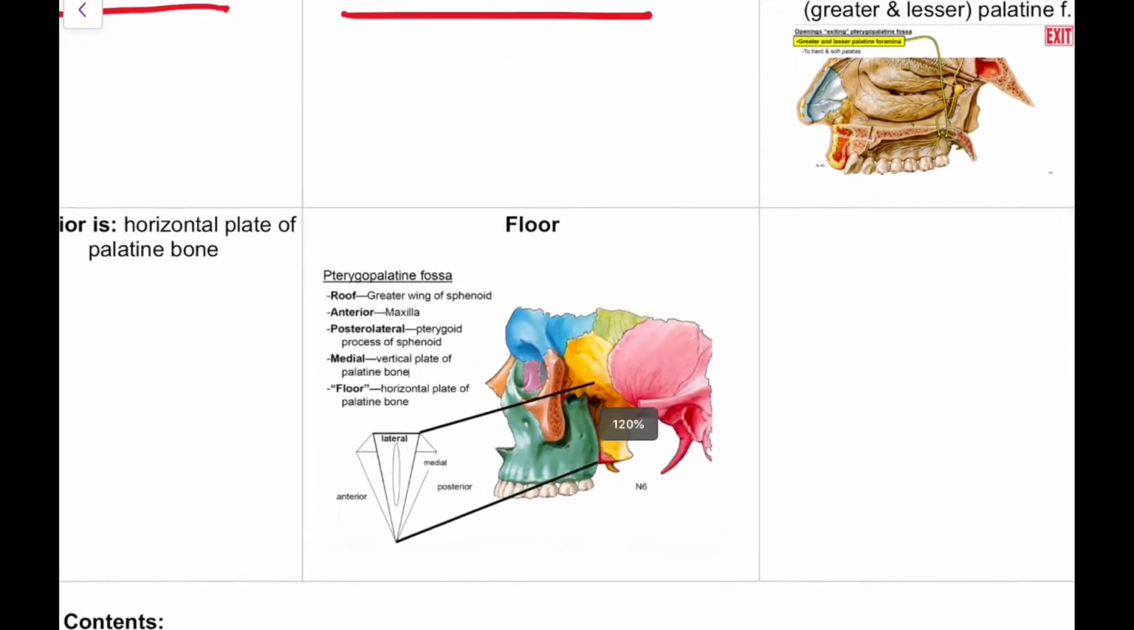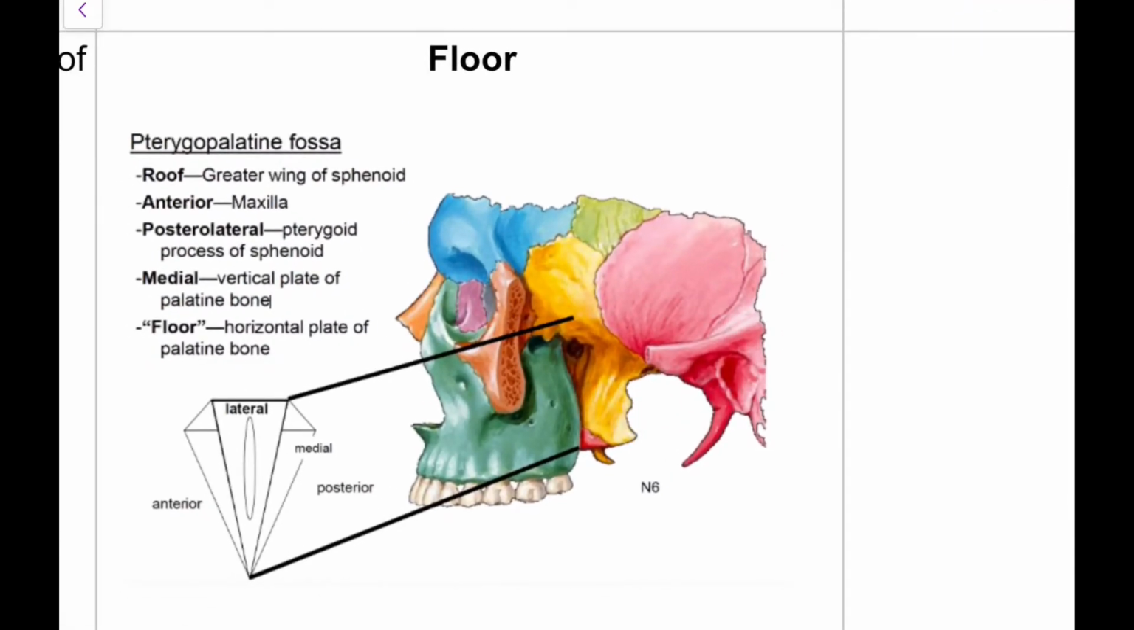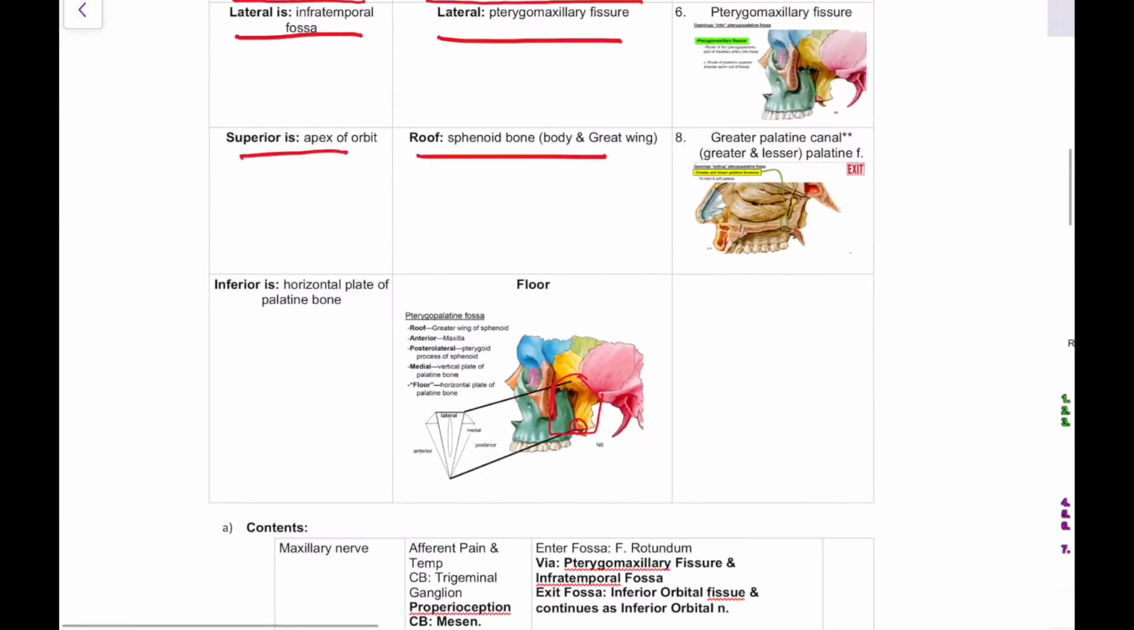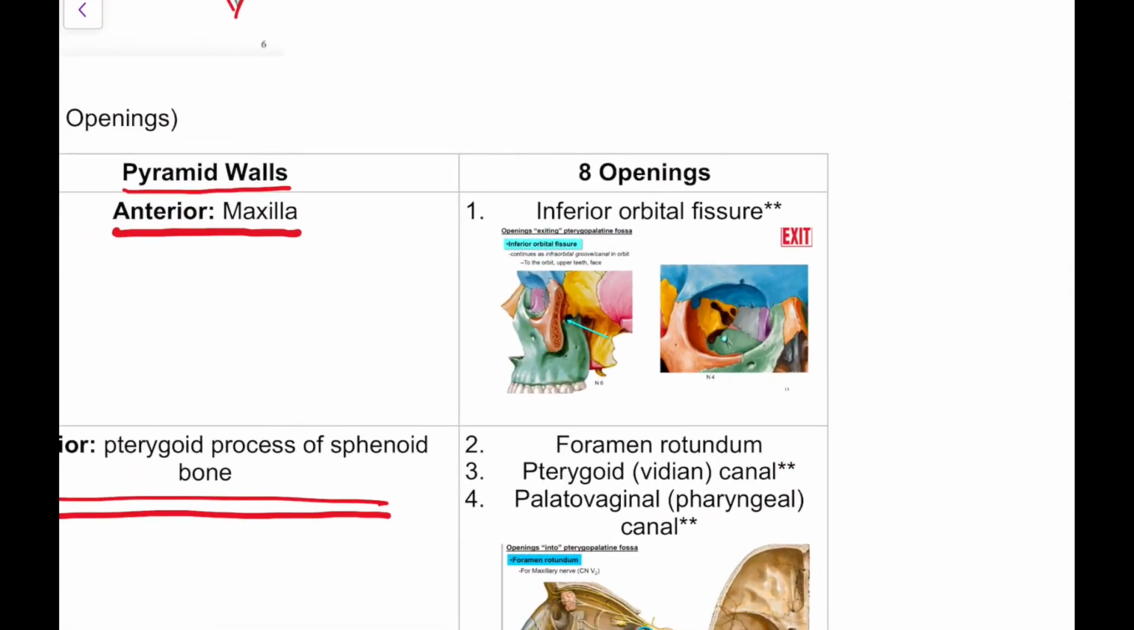Now let's look at a picture. The roof is the greater wing of the sphenoid bone. Anteriorly, we have the maxilla. Posteriorly and medially, we have the perpendicular plate of the palatine bone. We also have the pterygoid plates, and the floor is the horizontal plate of the palatine bone. So this should be like a pyramid in the space. Okay, let's go back and see what is in that area.